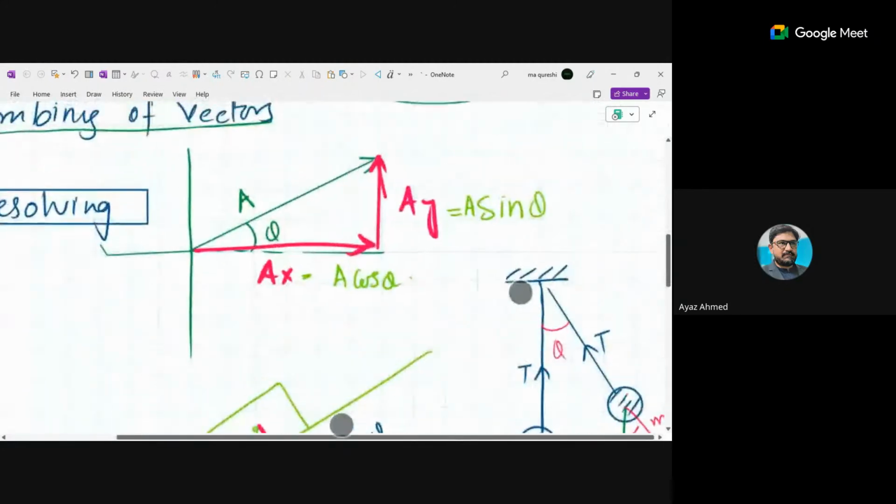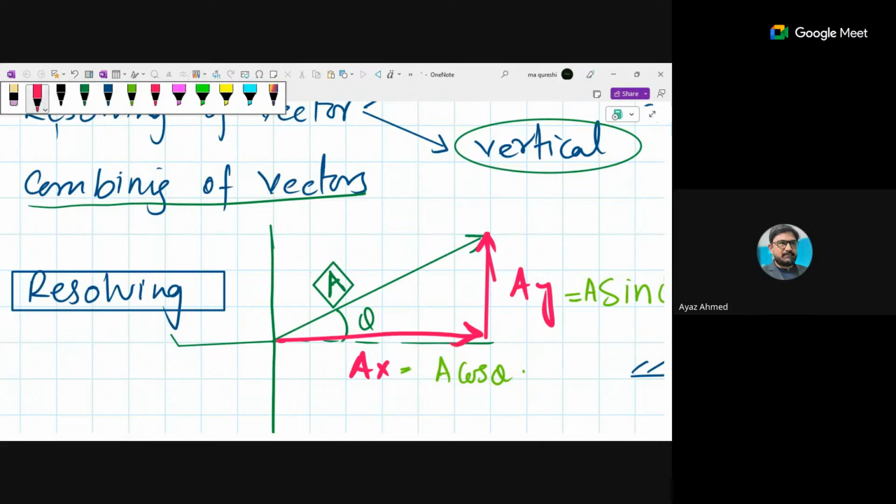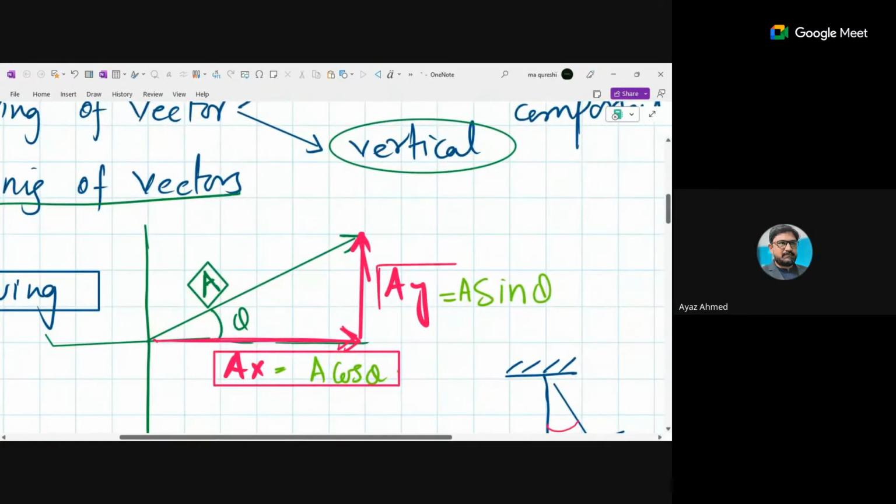Resolving means, if we have any vector a over here, then we can have its mutually perpendicular components, like I have shown these components over here. One component is ax and the second one is ay. Basically, ax is its component of a along the x-axis, and ay is the component of a along the y-axis. Very important thing, the y component is the component in front of your angle theta.